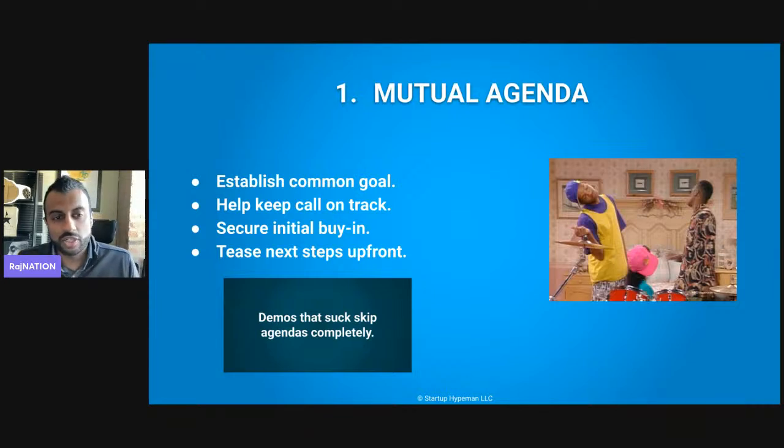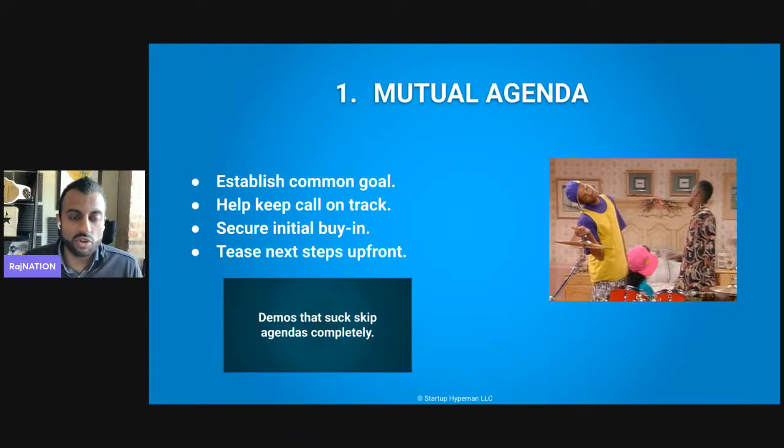The agenda is not just to say, here's what's going to happen today. It also is going to secure an initial buy-in, right? Like you're both agreeing to the process for today. And because you've both agreed to the process for today, they are more invested in paying attention all the way through, because you've both made an agreement up front.